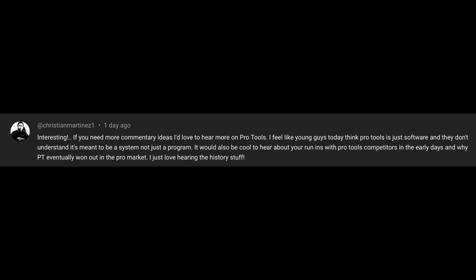The other thing they were asking in the comments is, why did Pro Tools become the main program? And the main thing was the price. You could buy a 4-channel interface with a card and the software, and it was $5,385, something like that. That was the price.